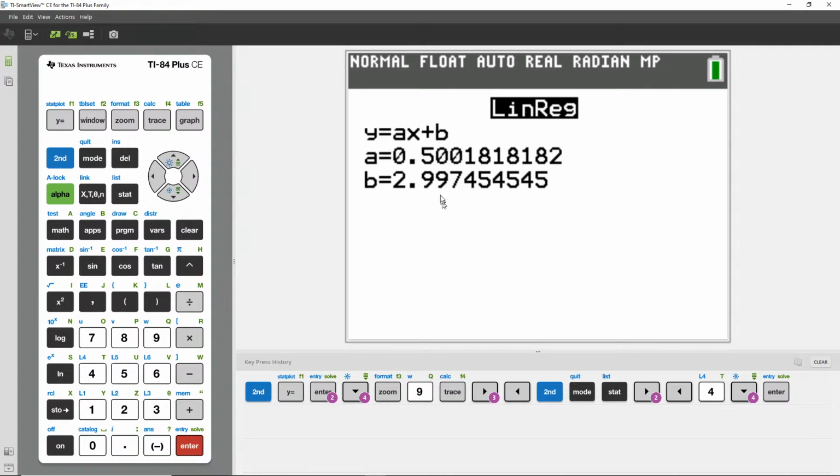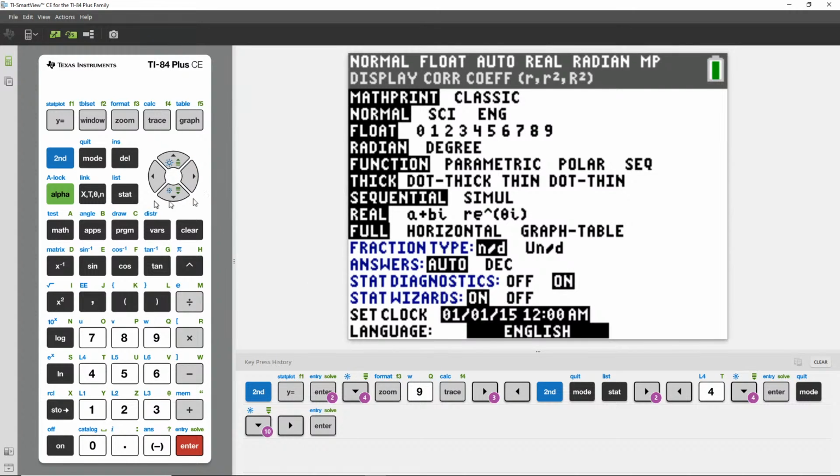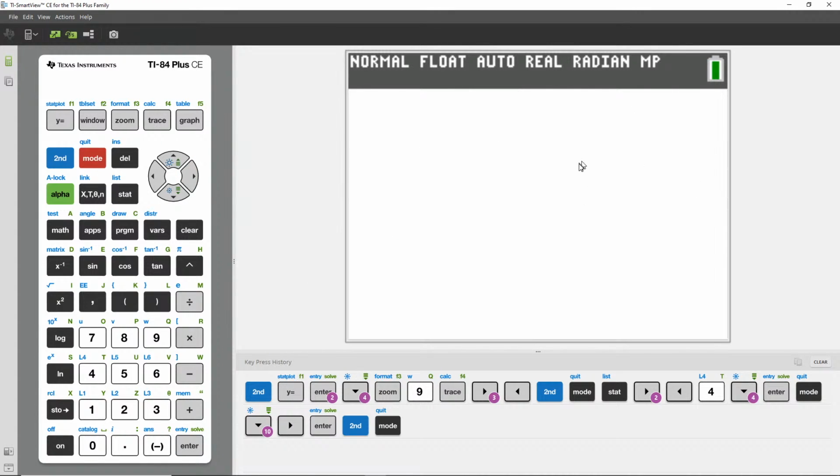Now notice, look at this. I didn't get the R because I turned off my diagnostics. I have to turn it back on. I did that deliberately. We saw this earlier. Stat diagnostics is turned off. You have to turn it on. Activate that. Now another way, if you get lost and you don't know where something is, there's a catalog in your calculator, and it lists every possible command in alphabetical order.